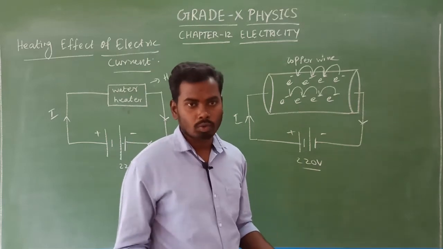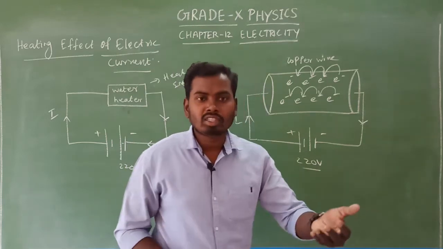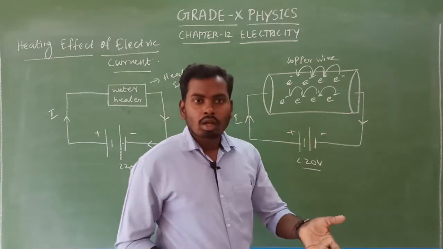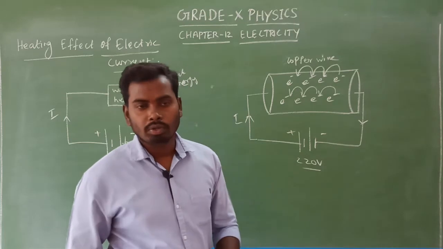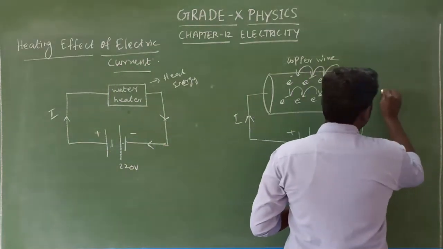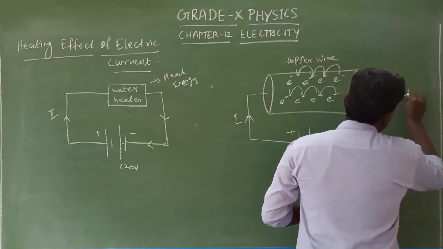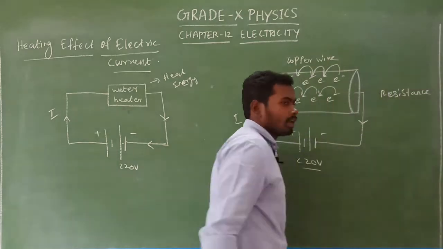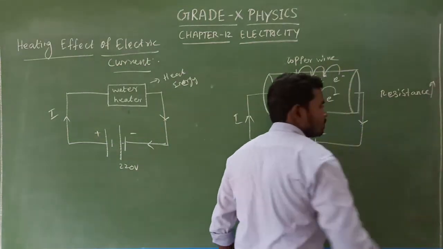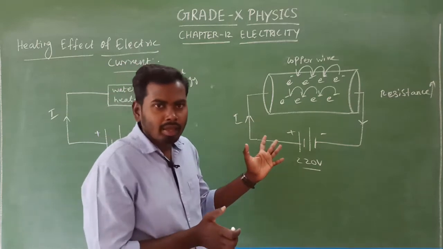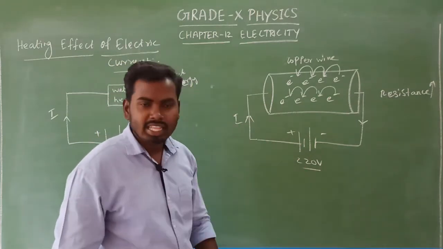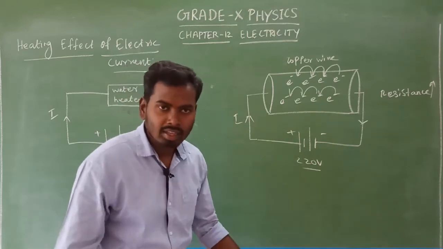So due to this collision, heat energy is also produced. Is that clear? What is this collision, sir? This collision is nothing but resistance. If the resistance is more, which means the collision is more, there will be a high amount of heat. If the collision is less, which means the resistance is less, there will be less amount of heat. Is that clear? It's a very easy one.